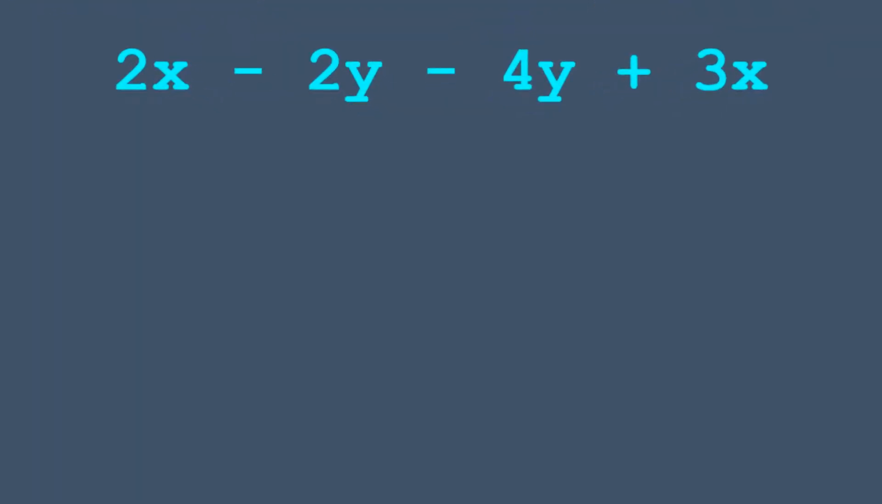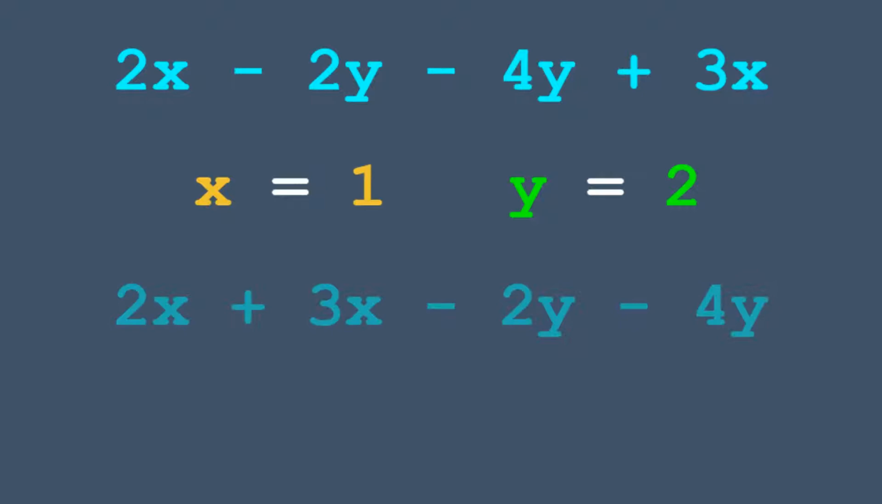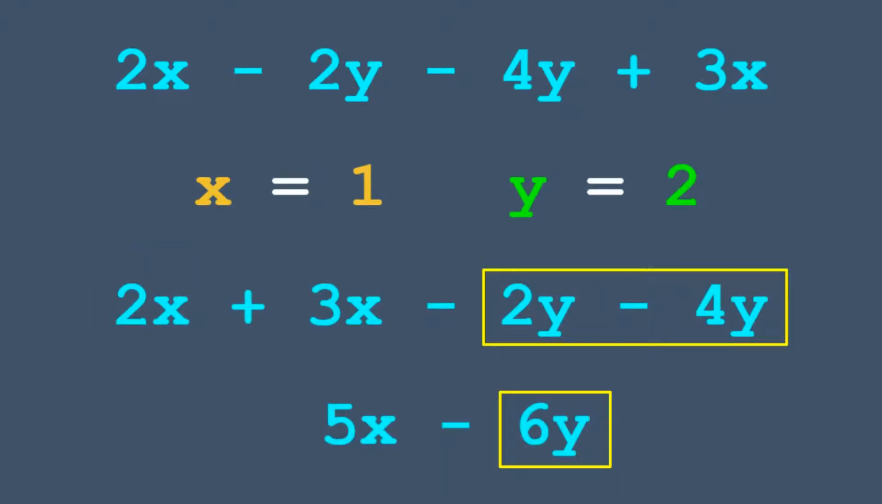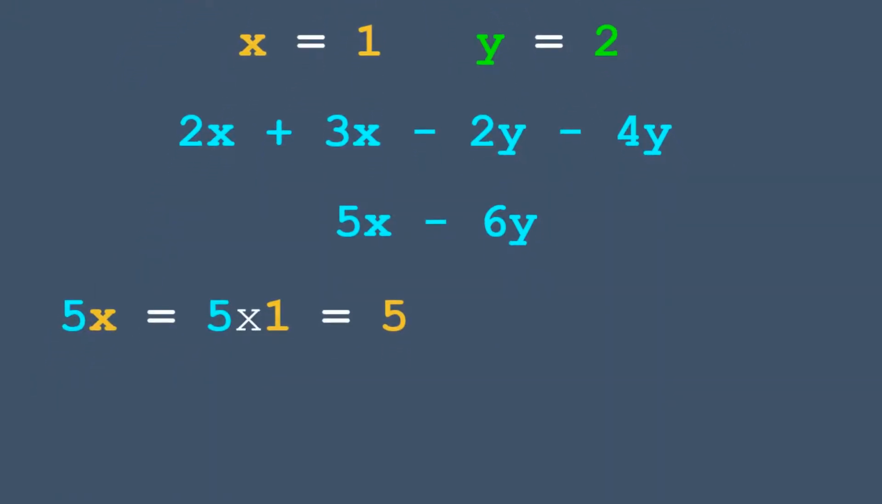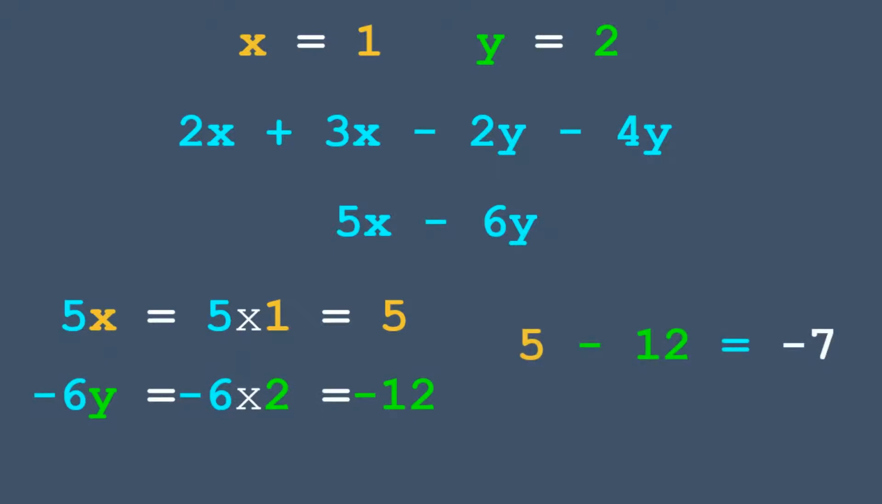Another example, substitute the values in the expression 2x minus 2y minus 4y plus 3x, if x is equal to 1, and y is equal to 2. First, group the like terms together to simplify the expression. Grouped terms are easier to substitute. Now, substitute the given values for x and y. The final answer is shown to be -7.